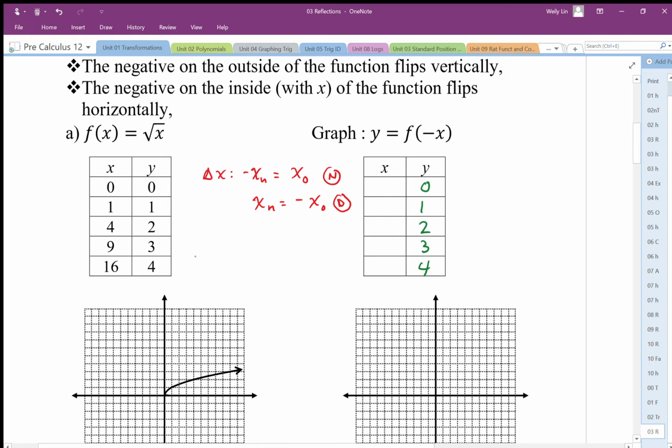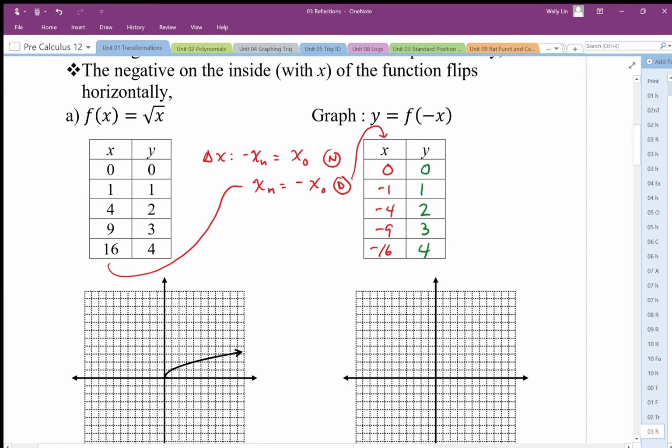So when we put it through our notation, we're going to end up taking all the positive x coordinates, making them the opposite. So the 0 becomes 0. The 1 now is on the other side, negative 1. The 4 becomes negative 4. The 9 becomes negative 9. The 16 becomes negative 16.